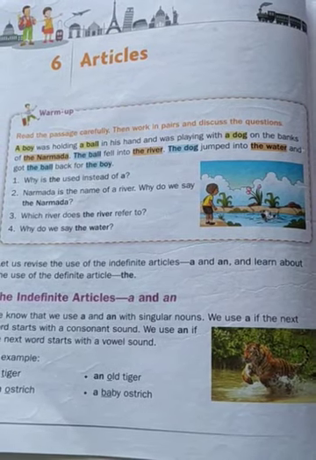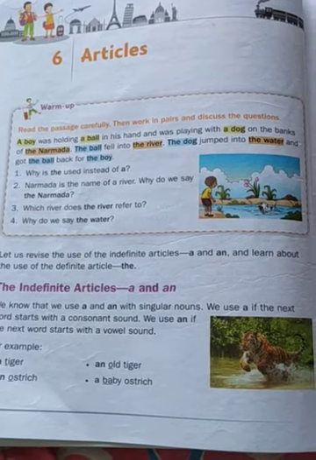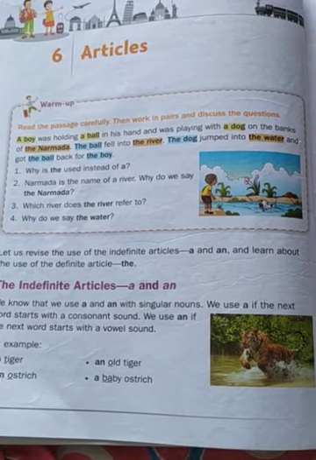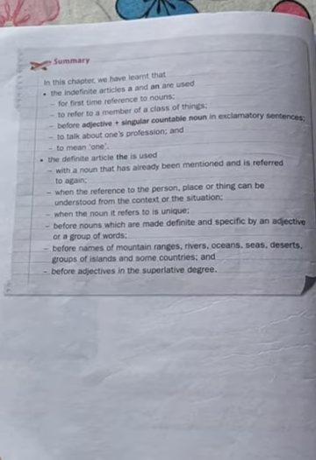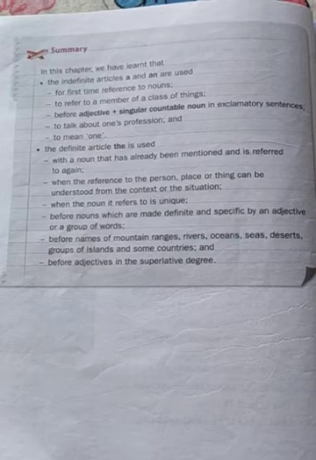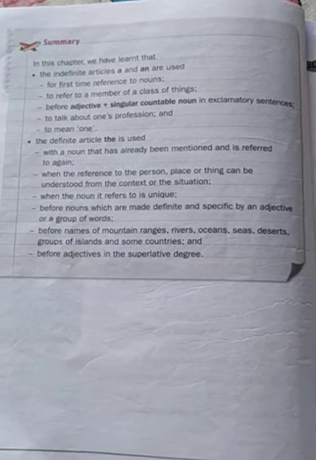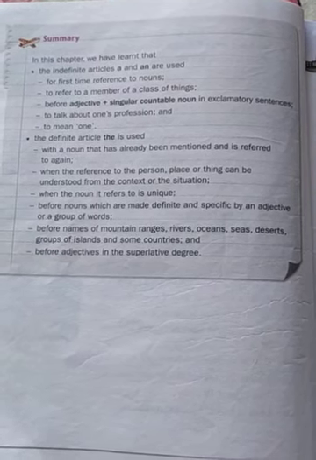So, the next lesson is articles. And we saw the definite articles and indefinite articles. So, a and an, these are the indefinite articles, and the is the definite article. In this chapter, we have learned that the indefinite articles a and an are used for first time reference to nouns, to refer to a member of a class of things, before adjectives plus singular countable noun in exclamatory sentences, to talk about one's profession and to mean one.